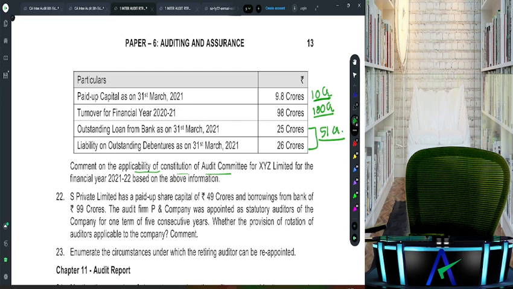Very good. Write down. When you write auditing and assurance, when you start writing, then you have an assurance that you'll get good marks. Why did you write government company? Where did you get it from? Government companies don't need to make an audit committee.